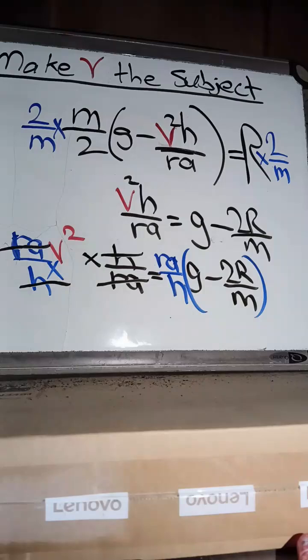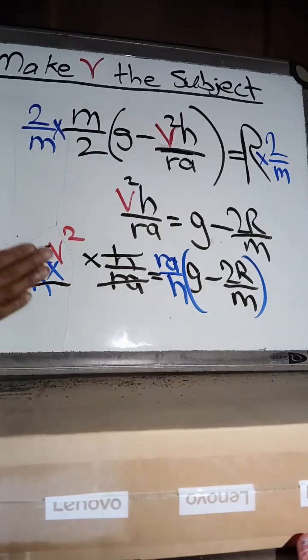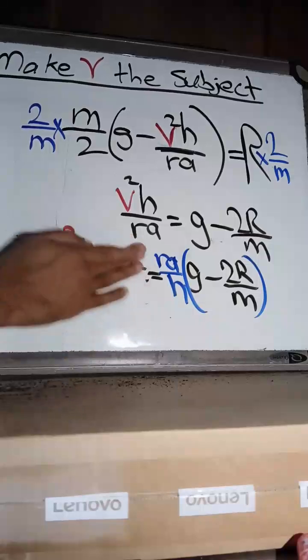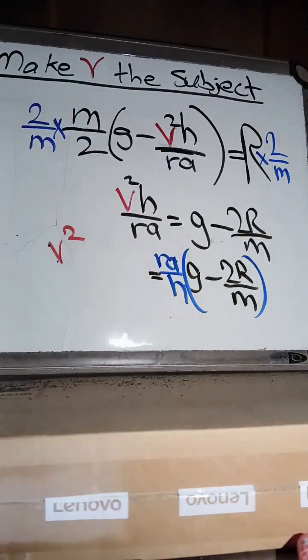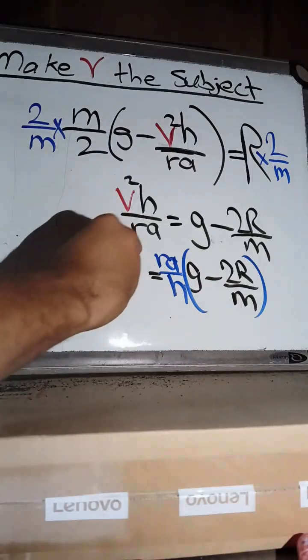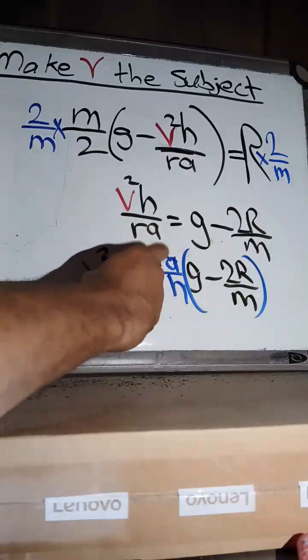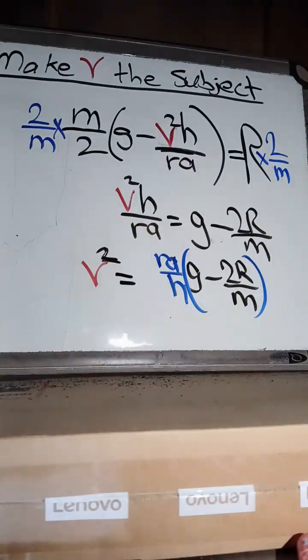So now obviously I would feel a lot better if I did this. Right? Get rid of that and get rid of this. So what I have in the end is a v squared is equal to all of this. And I have one more thing to do.